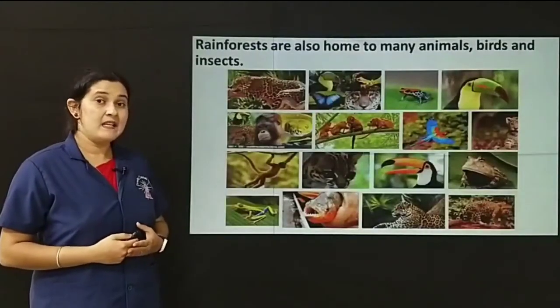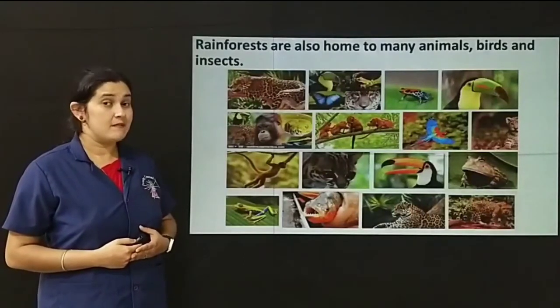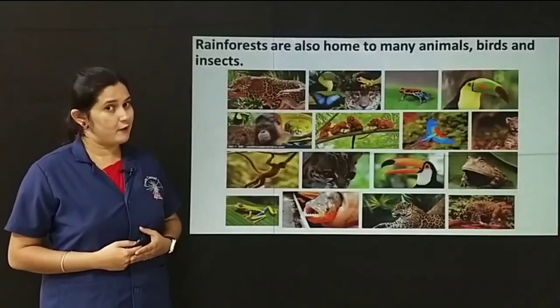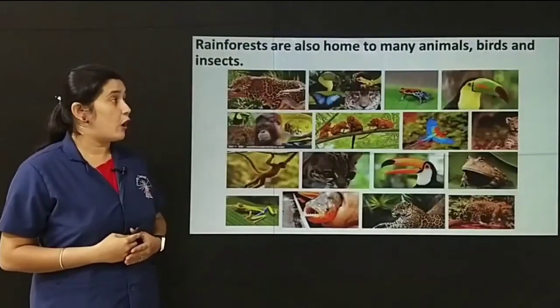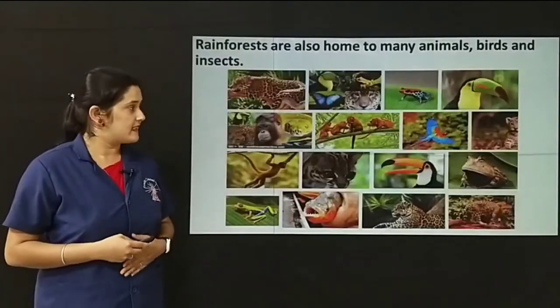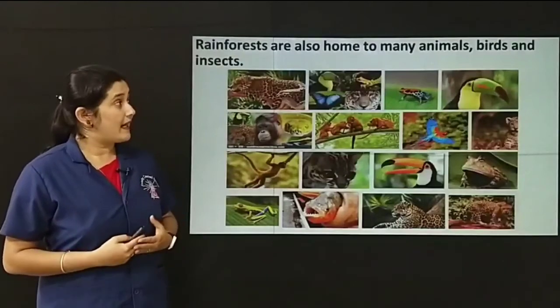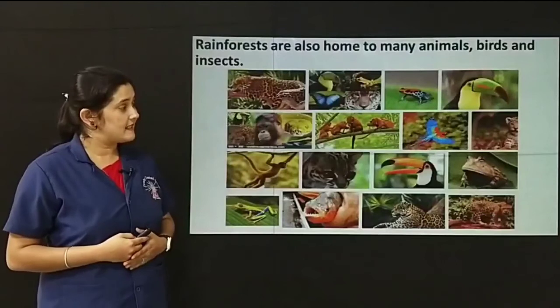What about the animals, birds and insects? Are there animals, birds and insects in rainforests? Yes, there are. Rainforests are also home to many animals, birds and insects. Here you can see varieties of animals, birds and insects.